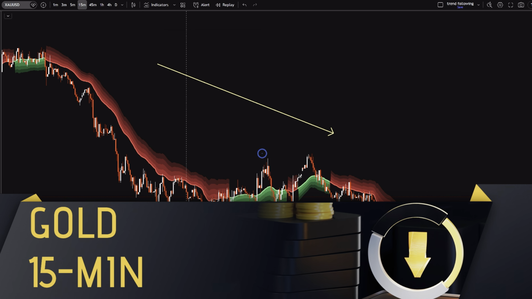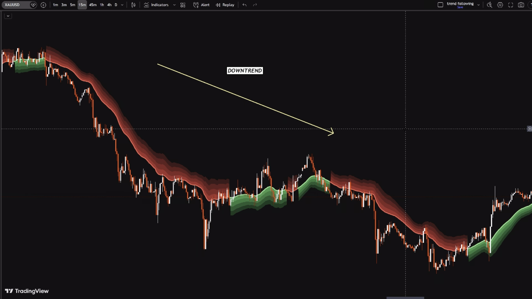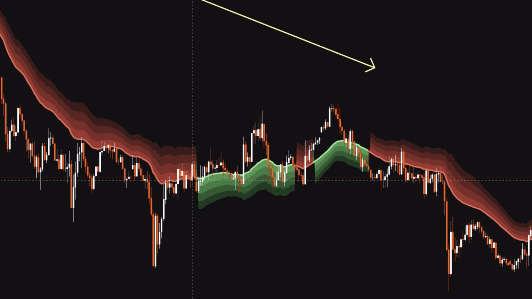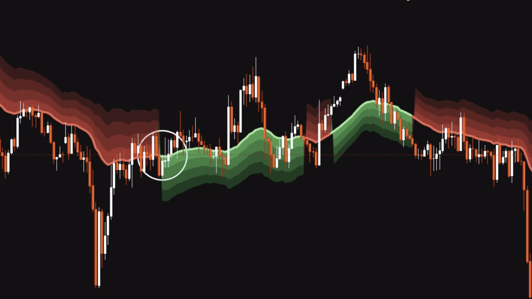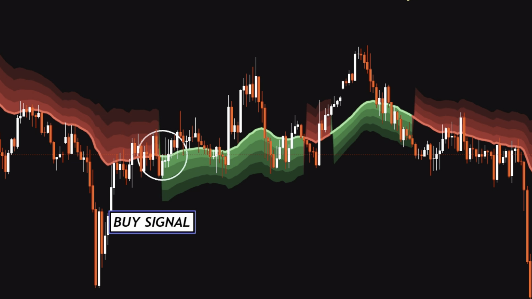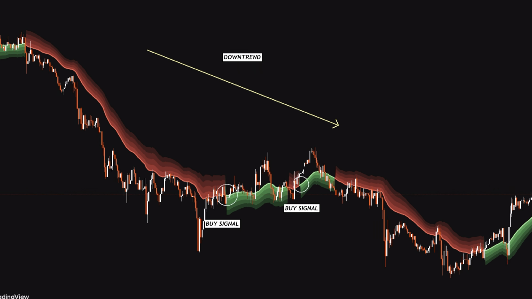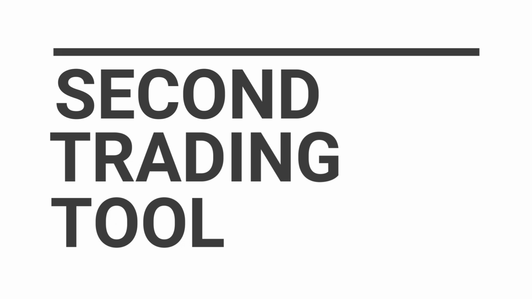Now look at another example. Same gold 15-minute chart. The market is clearly creating lower lows. The structure is bearish. Momentum is bearish. Yet the indicator still produces occasional signals against the trend. The indicator isn't making decisions. You are. Professional traders don't follow signals blindly. They define rules, they identify context, they understand the condition of the market before they ever think about entering a trade. And that's where the second component comes in, the Relative Strength Index.